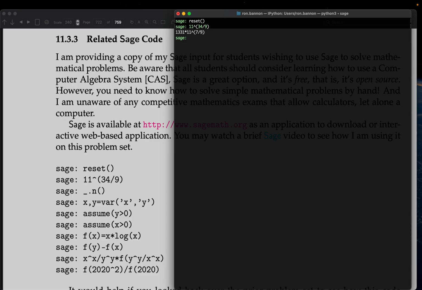And you may wonder what it did. 9 goes into 34, let's see, three times, right? So 3 times 9 is 27, and then a remainder of 7, so 7 ninths. So what I'm going to do is I'm going to do that numerical approximation. So underscore, that's the output from the prior input, and then the n is an abbreviation for numerical approximation, and it's a function call. That's why those parentheses are there. And what do you get? 8, 5, 9, 3. All right?